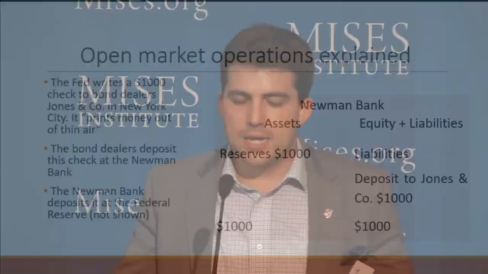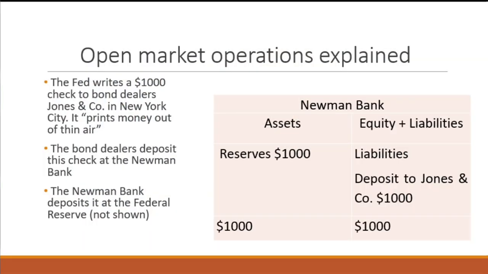So let's say we're looking at open market operations. Traditionally, the Federal Reserve would only buy or sell short-term government securities, but since the 80s, it's basically been able to buy whatever it's wanted, and that's what it's been doing for the past 10 or so years, and especially over the past 2 years, at least last March and April. So let's say the Fed writes a $1,000 check to bond dealers Jones & Co.